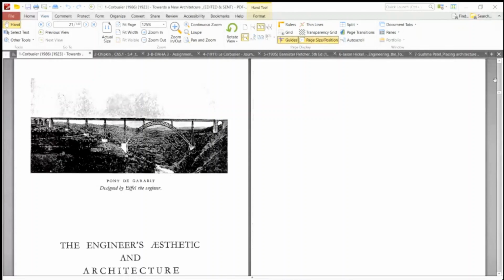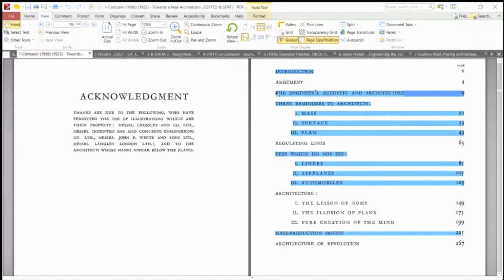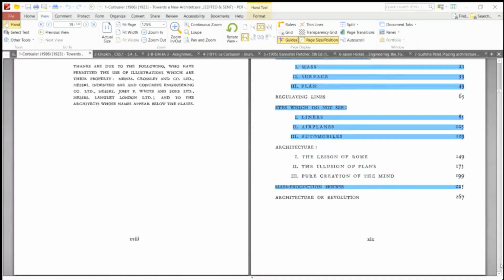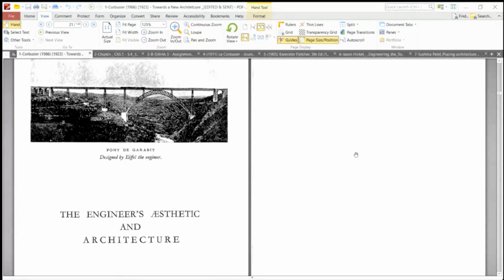So Corbusier opens, these are his chapters here. He opens with a chapter called The Engineer's Aesthetic and Architecture. We're only going to read a little piece from that bit. It's his opening. The Engineer's Aesthetic and Architecture.